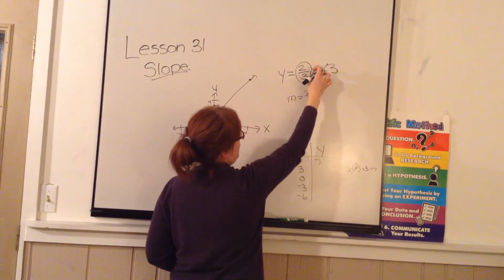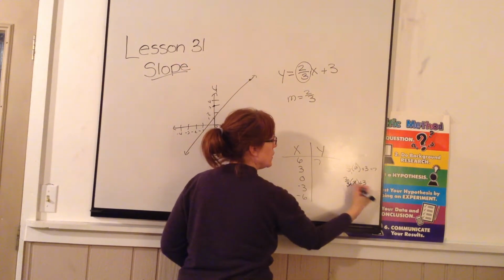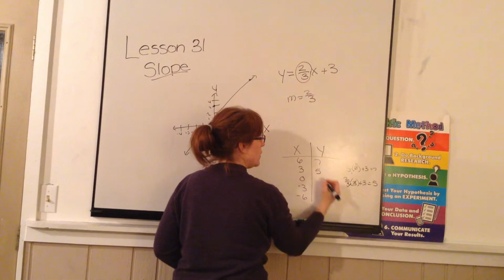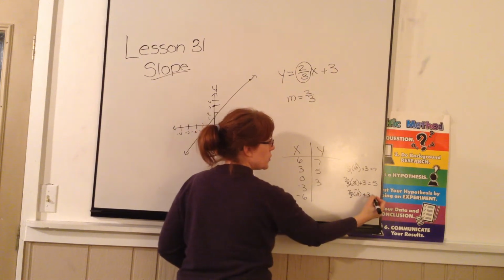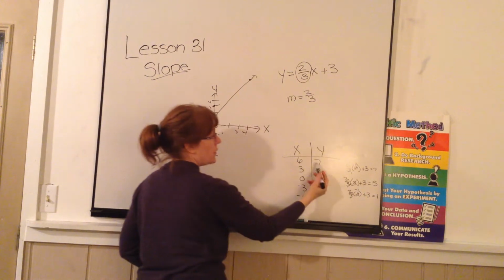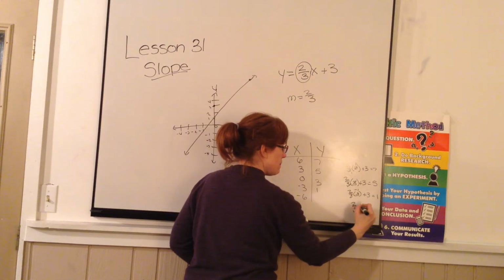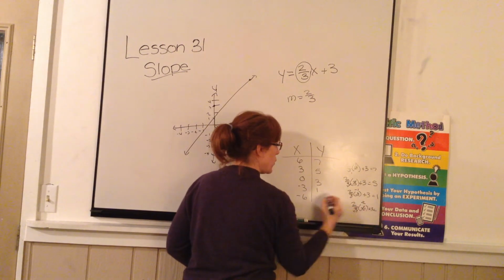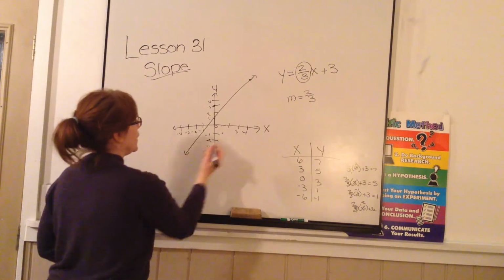3 is going to cancel out my 3, so I have 2/3 times 3 plus 3. That's going to give me 5. 0 is going to give me 3. Negative 3 is going to be negative 2 plus 3. 2 times negative 1 is negative 2 plus 3. It's going to be a 1. You can see a pattern. Each one is 2 less. Negative 4 plus 3 is negative 1. Okay. So if I go ahead and graph these, I have 3 and 5.